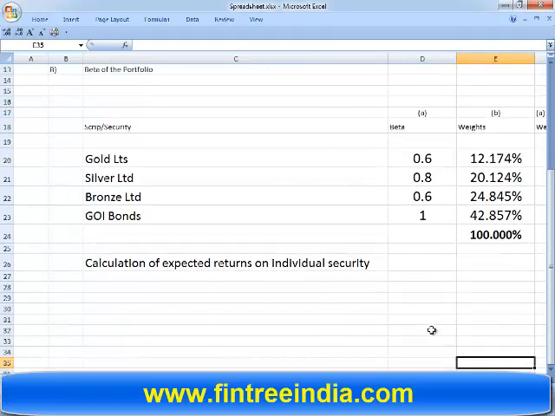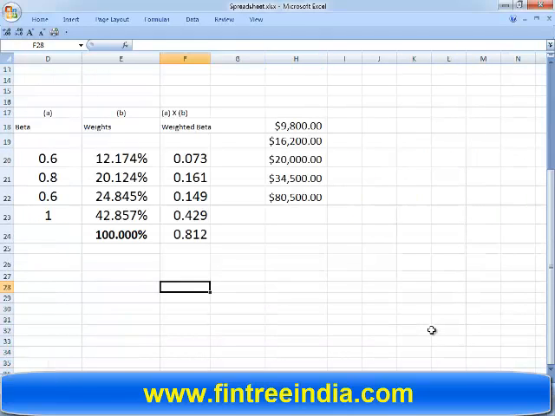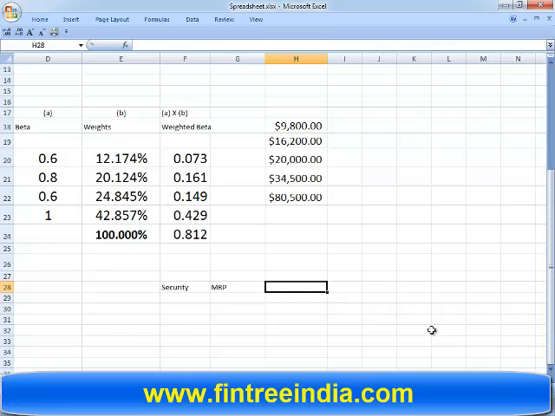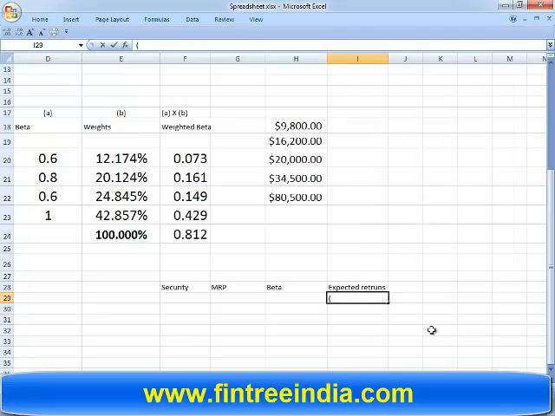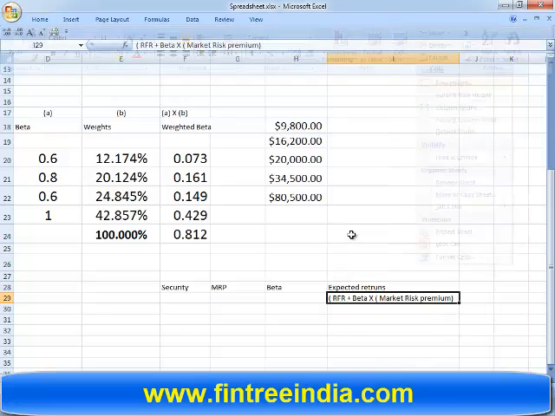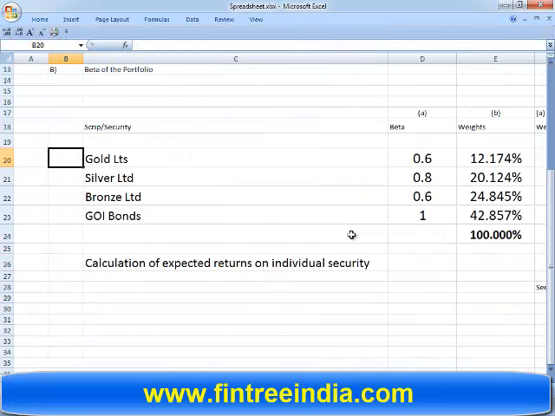So again you can make a column. You will say security, then you will say market risk premium, then you will say beta value, and then say expected return. And in the expected return section, simply write down the formula RFR plus beta multiplied with market risk premium. So let's plot those four security.